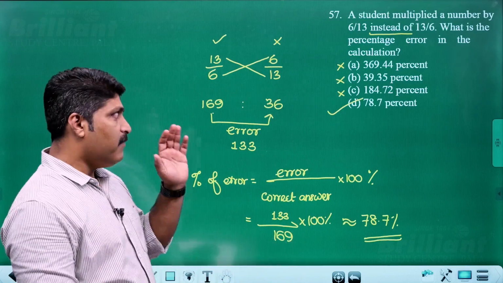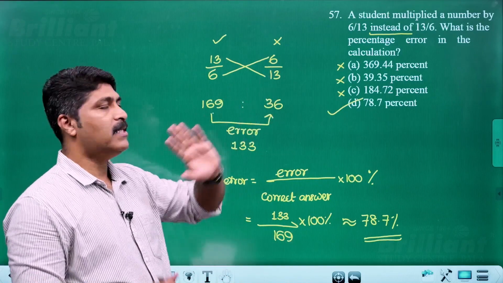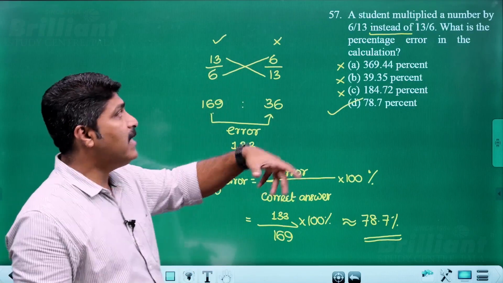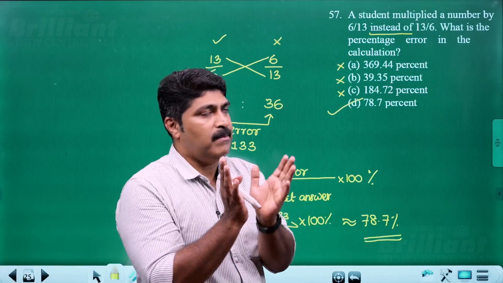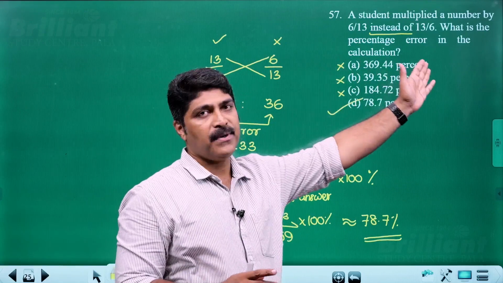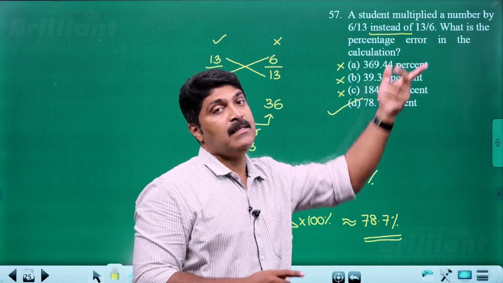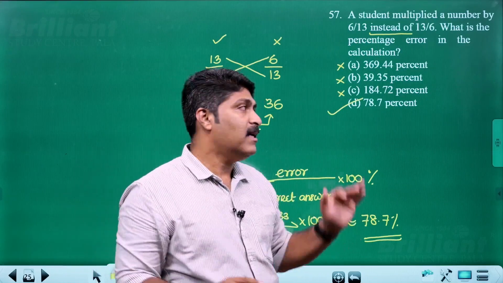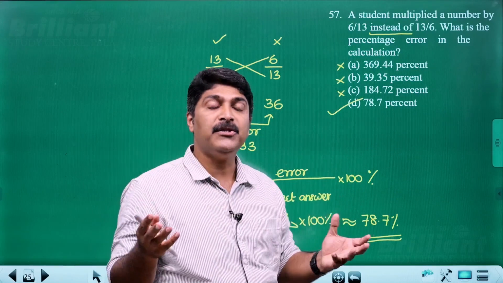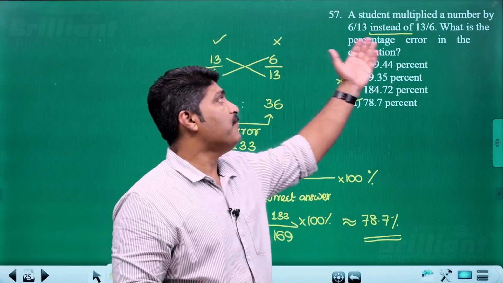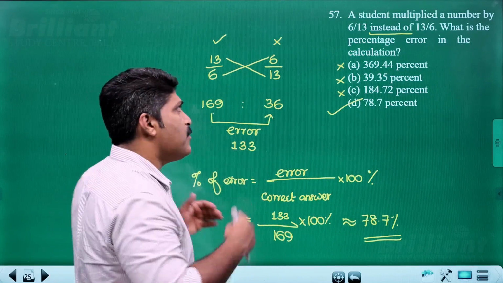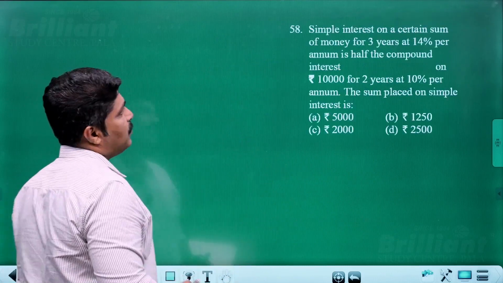So whenever we are attending the percentage of error question, you can follow this method. The nature, that is, the specialty of this kind of question: here 6 by 13, 13 by 6, it's in the inverse form. It's not mandatory that it be in the inverse form. Even if it is two different ratios, two different fractions, at that time also you can apply this method. This is also a most frequently tested kind of question.